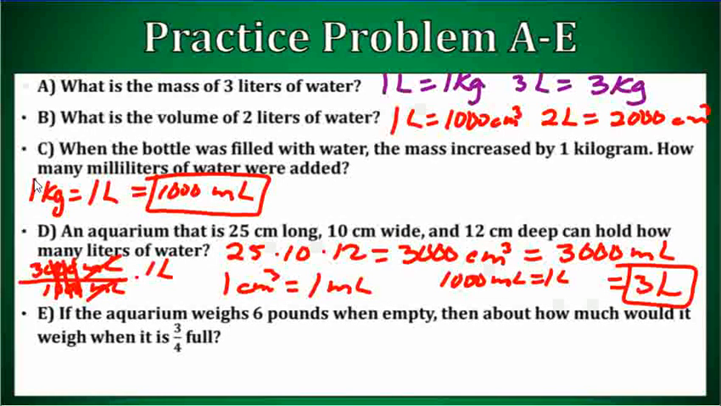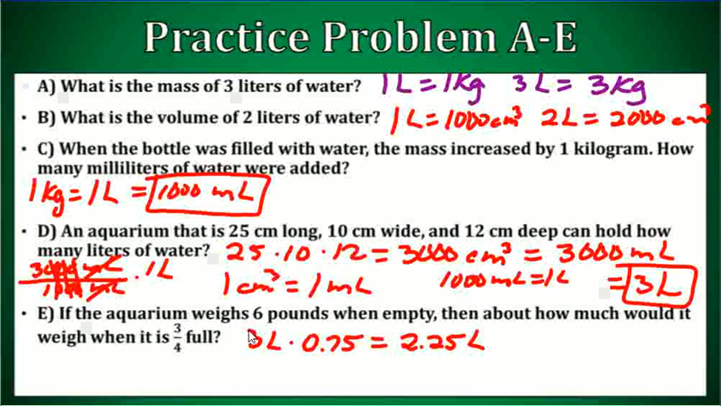And the last one, if the aquarium weighs 6 pounds when empty, then about how much would it weigh when it is 3/4 full? So the aquarium, we're referring to the aquarium in D. So if that already has 3 liters, that's if it's full, but it's 3/4 full. So 3 times 0.75, so 75% would give us 2.25 liters. So the aquarium has 2.25 liters of water in it.